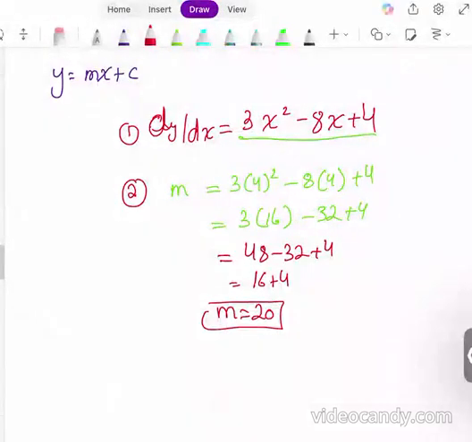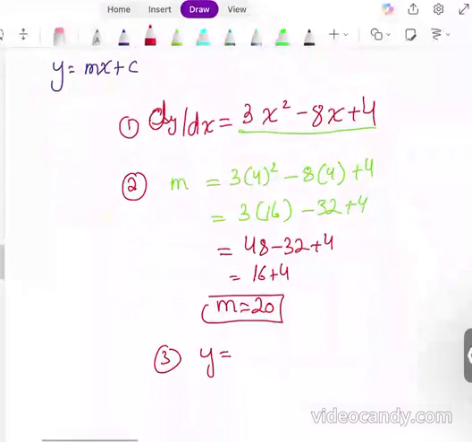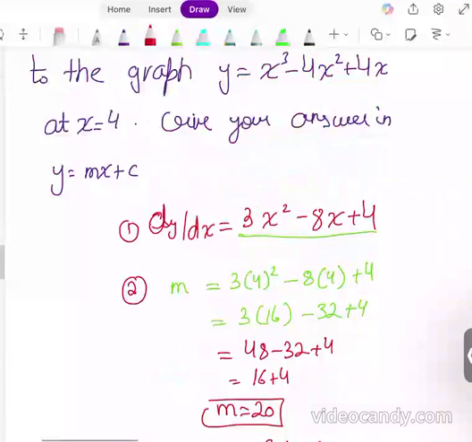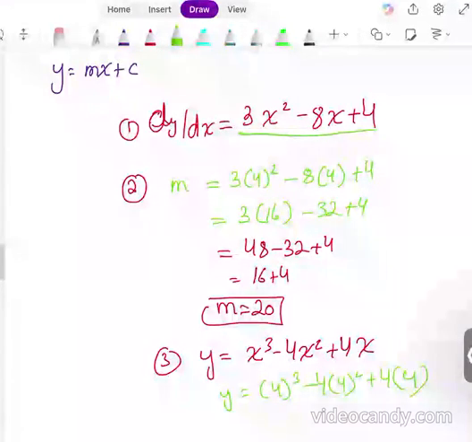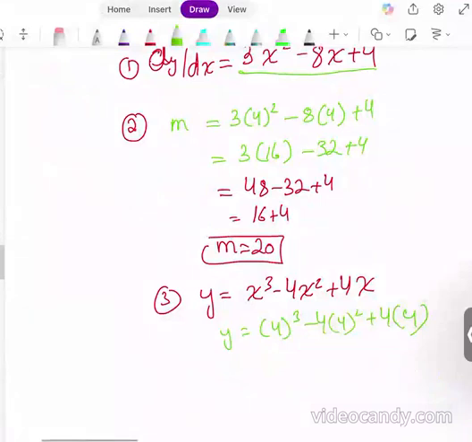So I will write the question again. The question is x cube minus 4x square plus 4x. This is the question. And the value of x is 4. So I will put 4 in to find out the value of y. So what is the value of y you got? 16. So the value of y is 16.